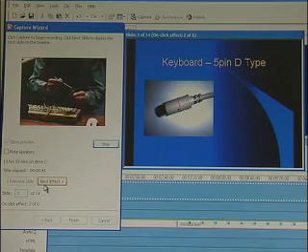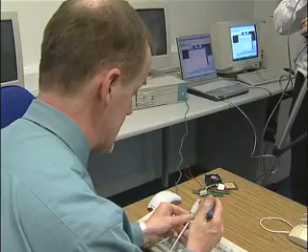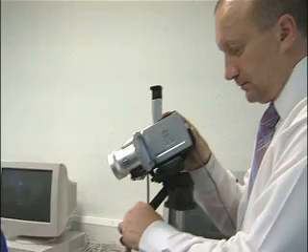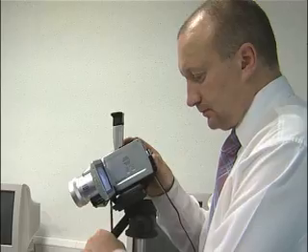The DIN socket is circular in shape, and it has a little key on the top of it here, and we have 5 pins which are in a circular shape.